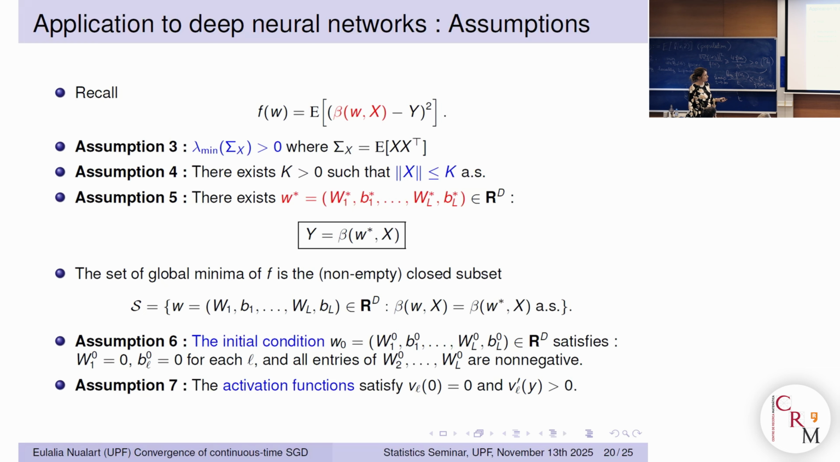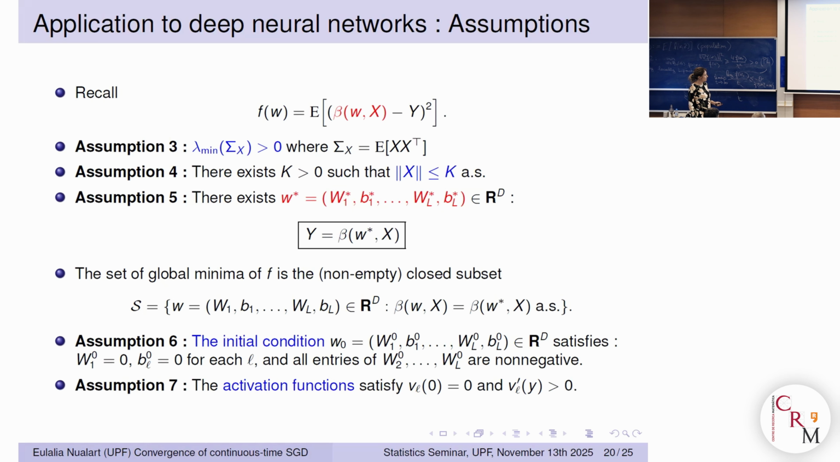We also assume that our data has compact support, which is natural. And then we need to assume something of this type to show this condition, which is that the minimum eigenvalue of the expectation of x x transpose is positive. This is also classical in this type of work. This is to show this local PL condition. So we have the set of global minima, which is non-empty.